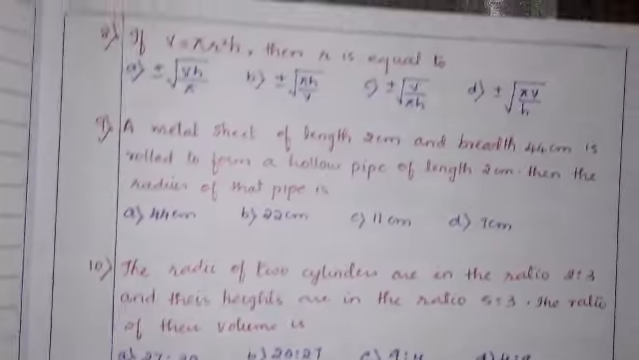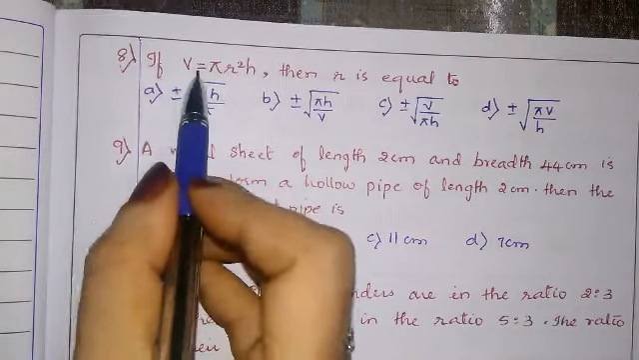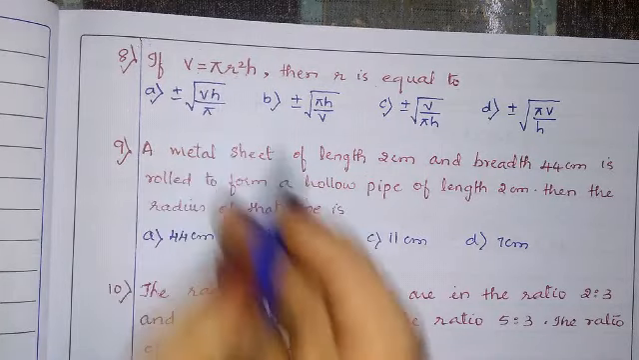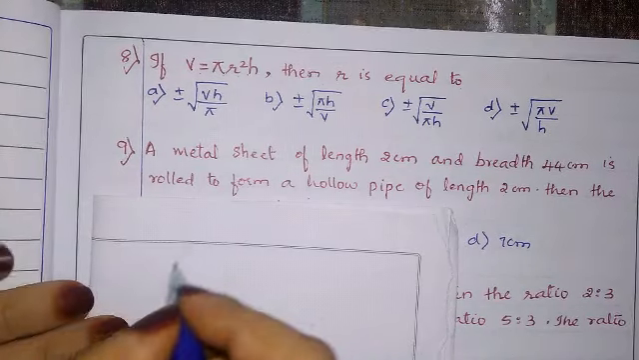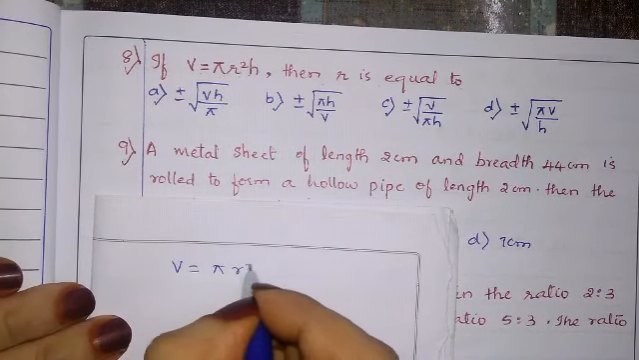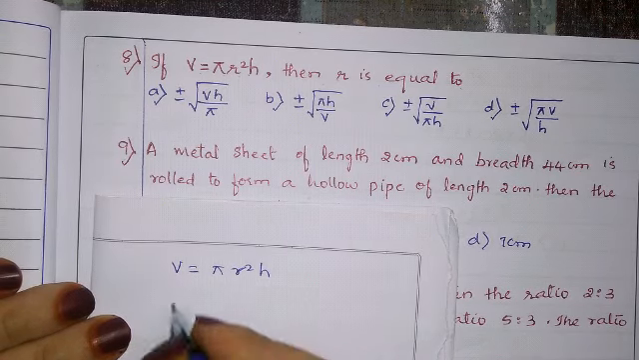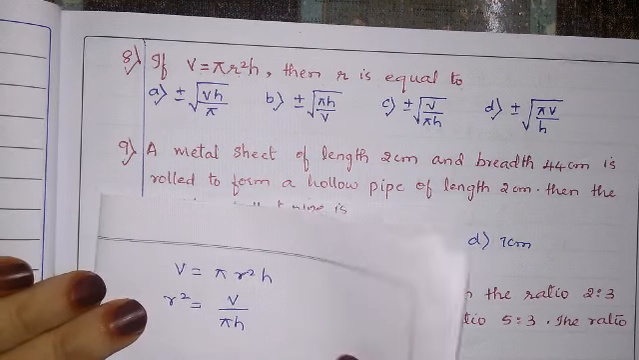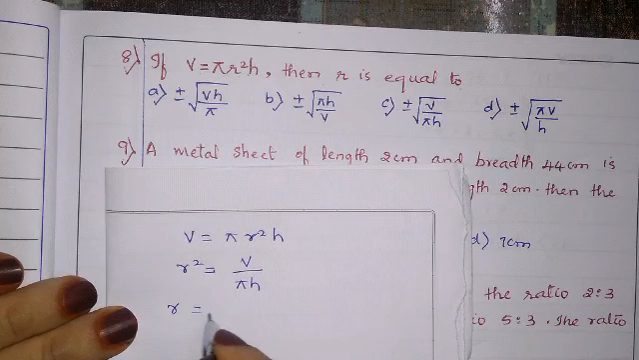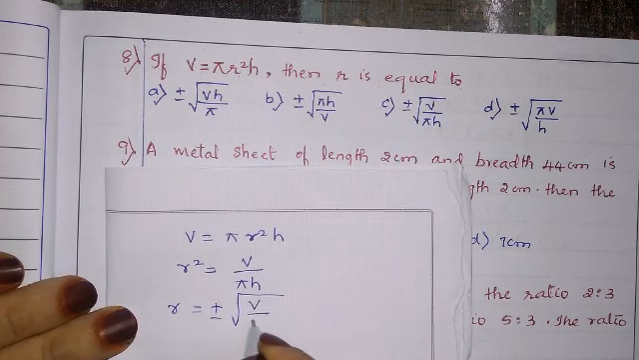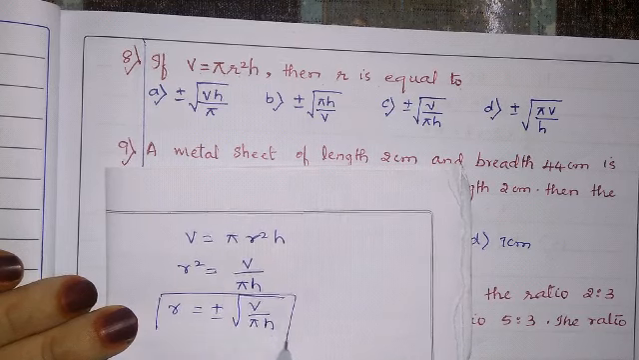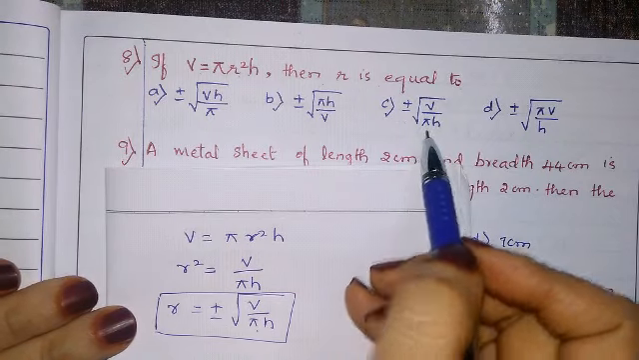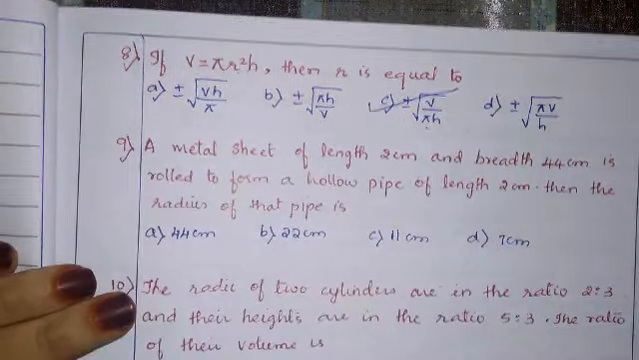Let us see the next question. Question number 8. If V is equal to pi r square h, then r is equal to what? r square is equal to V upon pi h. Now r will become plus or minus root of V upon pi h. So which is the correct option? Plus or minus root of V upon pi h means option C is the correct option.